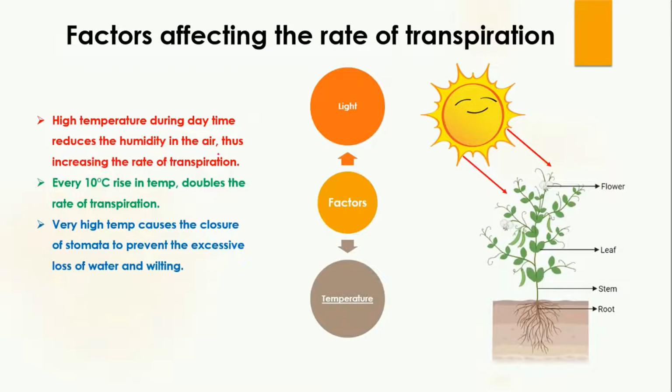Another factor is temperature. High temperature during daytime reduces the humidity in the air. Humidity means the water vapors present in the air. So when the temperature is very high, the humidity of water vapors will decrease. What will happen? The water will move from the high water potential to the low water potential, and the rate of transpiration will increase. Every 10-degree rise in temperature will double the rate of transpiration. As the temperature keeps on increasing, the rate of transpiration will keep on increasing.